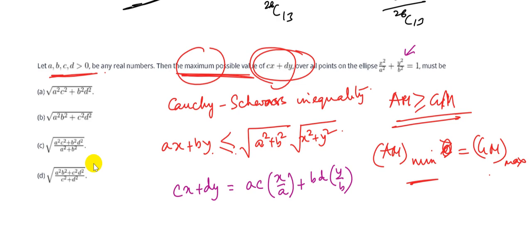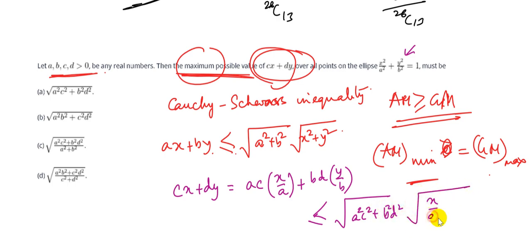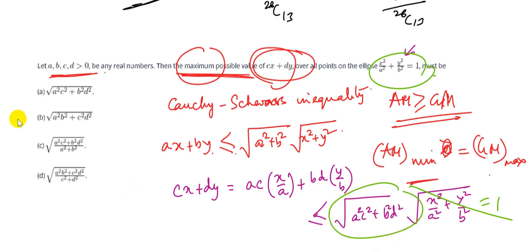So, now I can write this as less than or equal to square root of a square c square plus b square d square into square root of x square by a square plus y square by b square. Correct? Correct, sir. Now, this value is already given to be equal to 1. So, put this as 1. So, this one will vanish. So, yeah. This will be your answer.